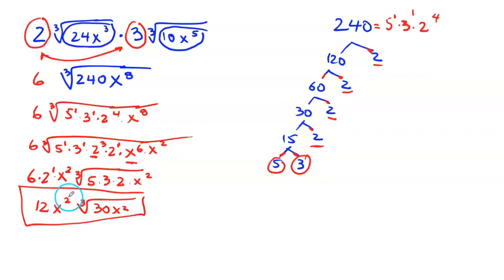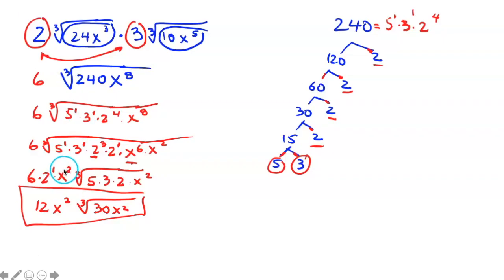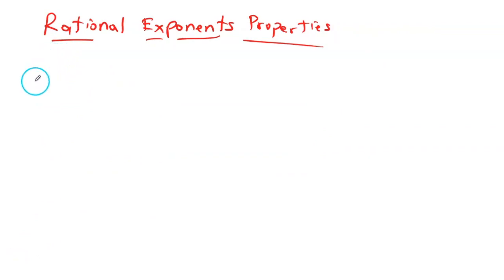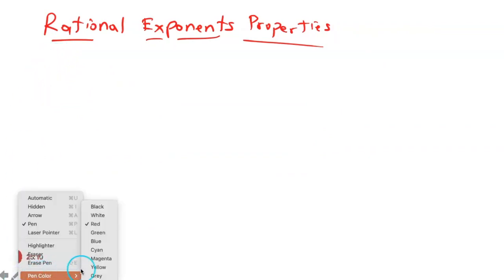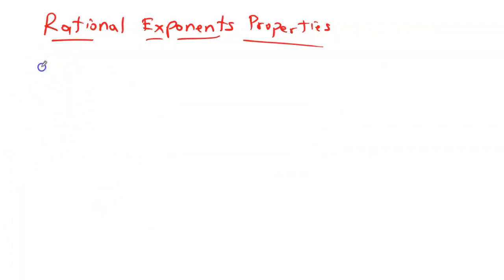Okay, here we go. Now let's talk about rational exponents. The properties are the same. The properties of rational exponents are the same. So here we go. So let's clear this out. So same as before, my properties are the same. You have to keep that in mind.